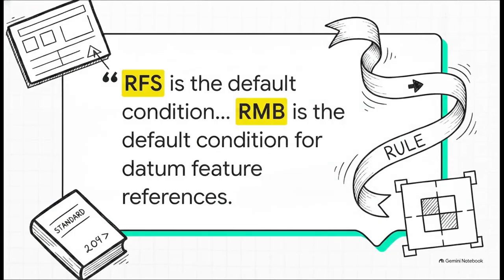The very first place we look is the title block. Our print here dictates the ASME Y14.5-2018 standard. Now that's a massive piece of intel because it means we absolutely must strictly abide by rule number 2. All geometric tolerances default to regardless of feature size, or RFS, unless explicitly modified otherwise. And the exact same rule applies to our datum feature references, which automatically default to regardless of material boundary. This seemingly innocent little default rule is going to become very, very important in just a few minutes.